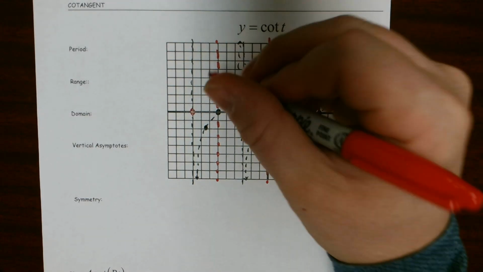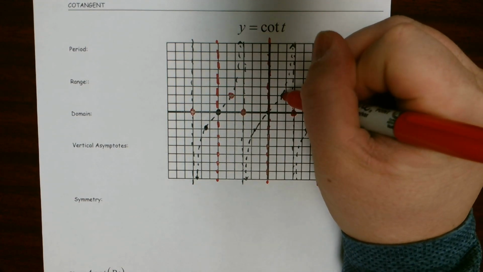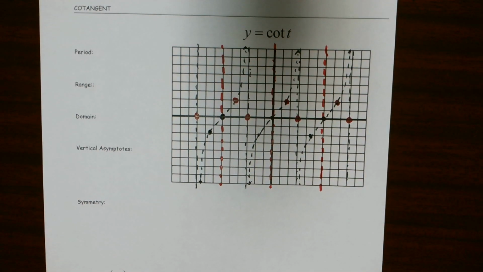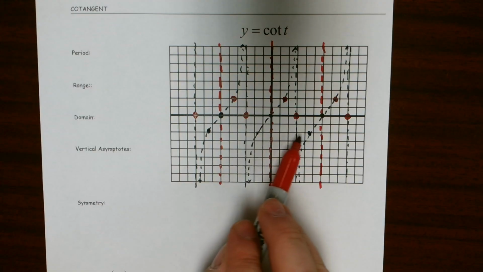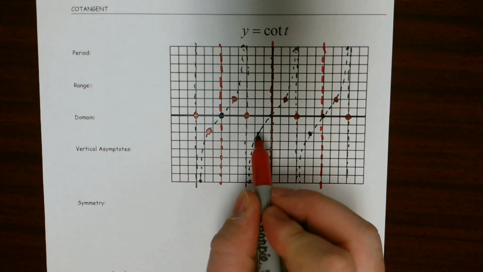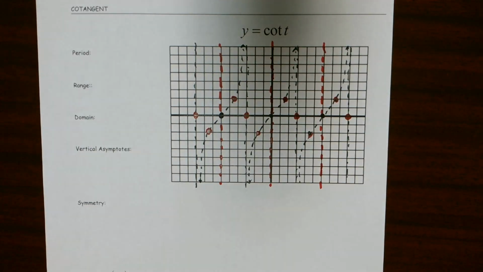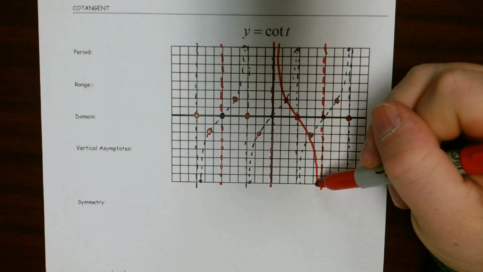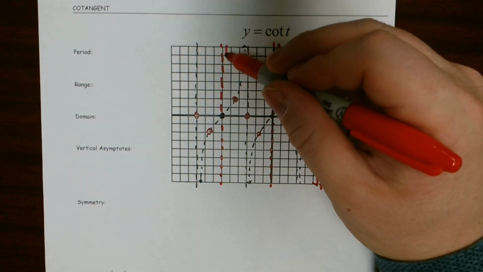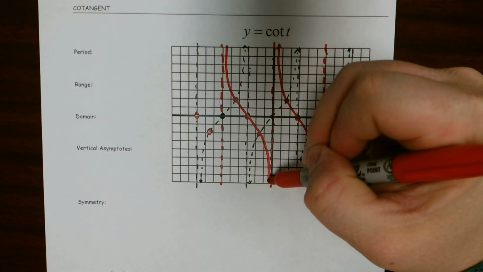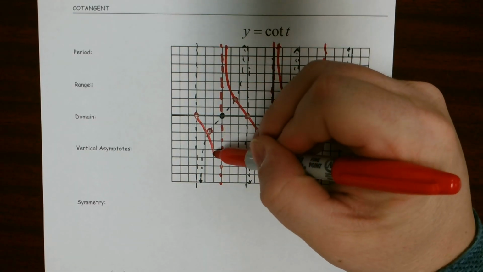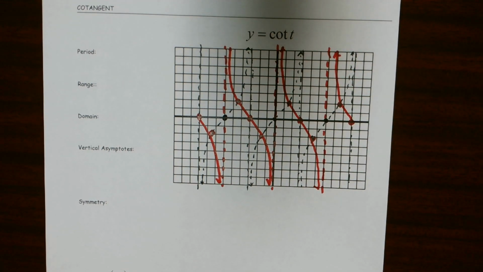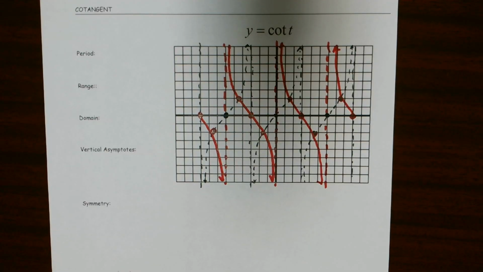The reciprocal of 1 is 1. So this point's going to stay in the same place. Same with this one. Same with this one. The reciprocal of negative 1, we got a few of those down here, is still negative 1. So it's going to stay there. And you can see that it kind of flips the direction as well. And in red there is your cotangent graph.